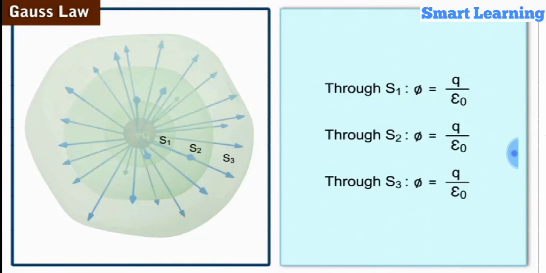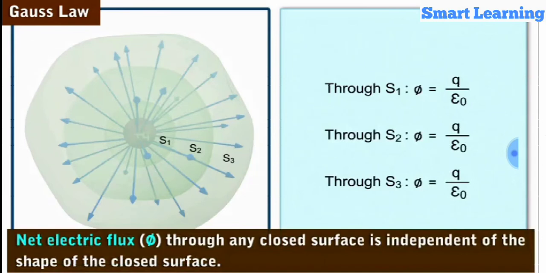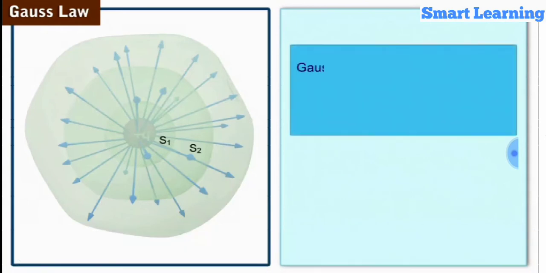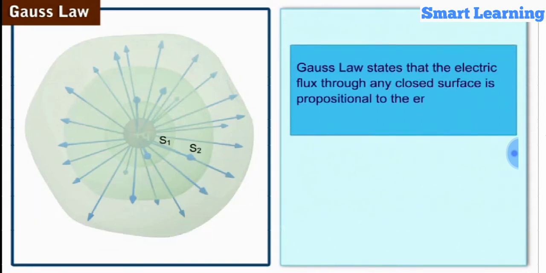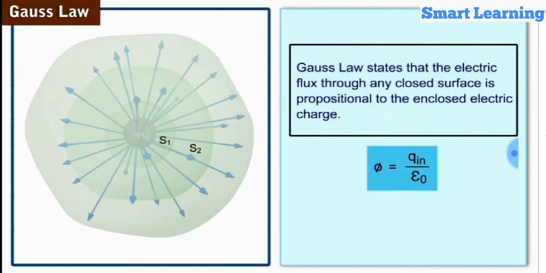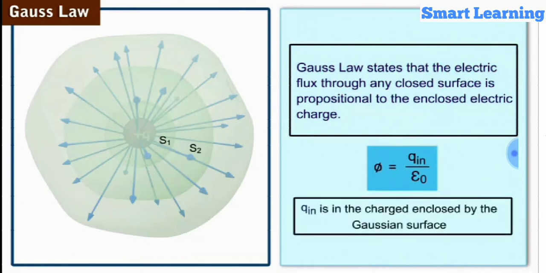Here, we observe that the net electric flux phi through any closed surface is independent of the shape of the closed surface. Hence, we conclude that the Gaussian surface can be of any arbitrary shape. Thus, Gauss' law states that the electric flux through any closed surface is proportional to the enclosed electric charge. That is, phi is equal to Qn by epsilon naught, where Qn is the charge enclosed by the Gaussian surface. Let us label it as equation 5.